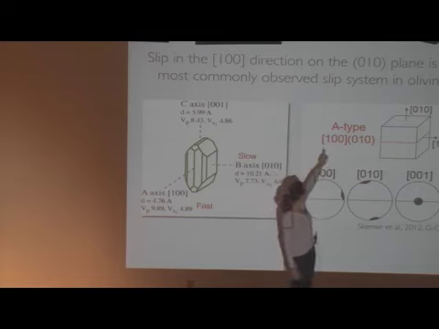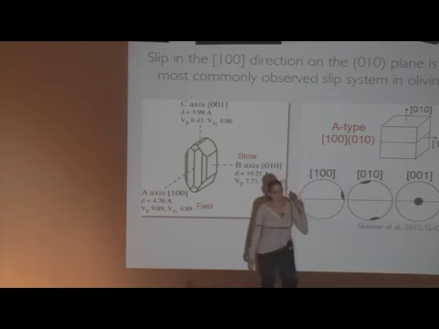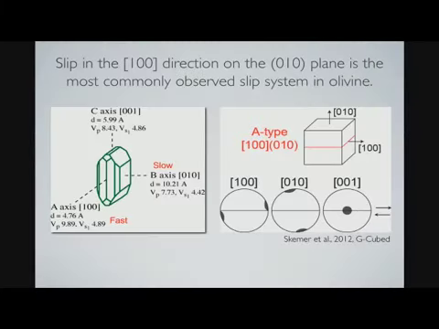So this terminology, [100] with the square brackets, indicates the slip direction. So it is slipping in the [100] direction, or the A-axis direction. And then the (010) indicates the slip plane. So the plane that it is slipping on, outlined in red, is the (010) plane.